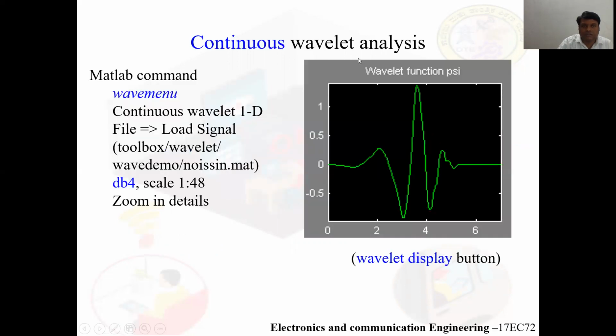Continuous wavelet analysis. We can use MATLAB to analyze the continuous wavelet function. So use the MATLAB command wavemenu, or continuous wavelet 1-D. File is equal to load signal. From the toolbox, you can load this. db4, scale 1:48. Zooming details. You can get the wavelet function here.